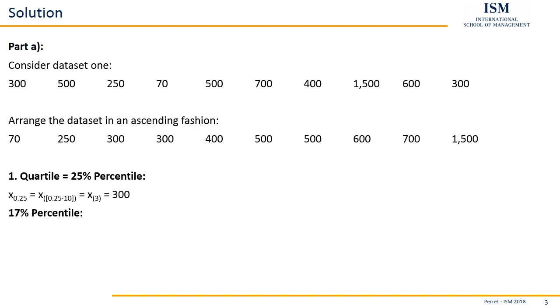Then we go on with the second part, the 17% percentile. We do the same thing: we multiply 10 with 17% and get 1.7. The next highest integer is 2, so we have 250 at the second position in the data set. Finally, we have the 72 percentile. Here we multiply 10 with 72%, get 7.2, the next highest integer being 8, so we look at the 8th position, and there we get 600.